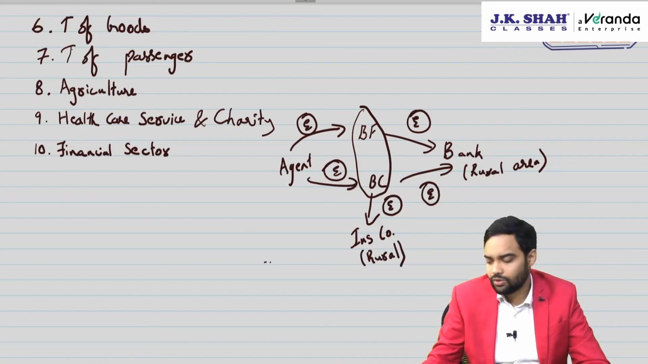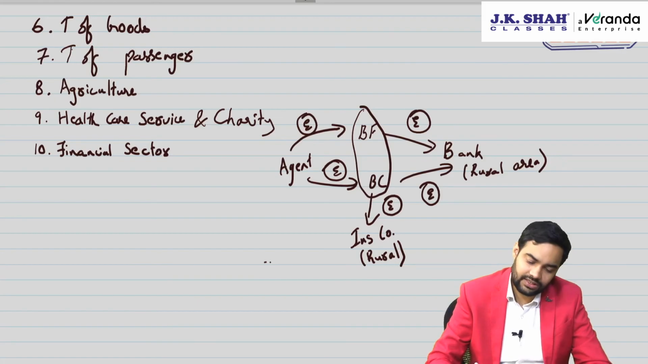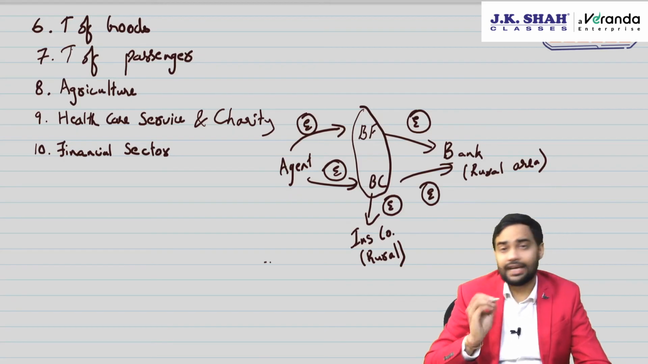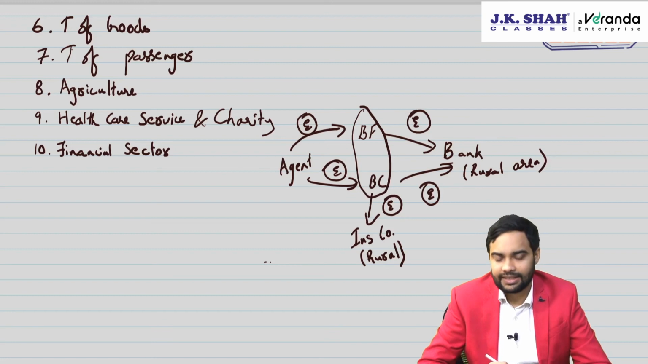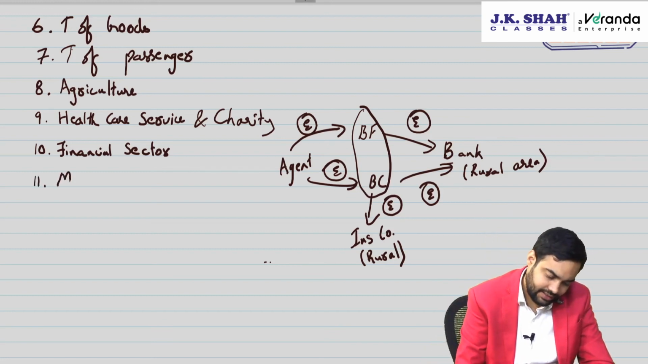If it is not in a rural area, then forward or reverse charge depending on the circumstance. Business facilitator to bank is reverse charge. Agent to business correspondent is also reverse charge. If it is an urban area, rural area anyways enjoys a full exemption. Then we enter some miscellaneous sectors.